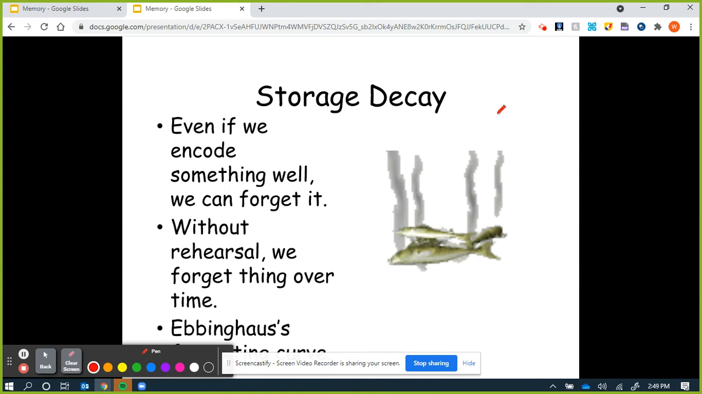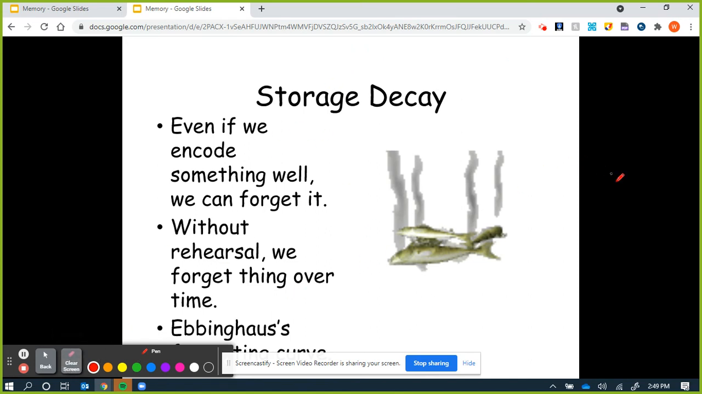Storage decay, also referred to as trace decay. Storage decay is when the information was committed to long-term memory, but we didn't rehearse it. It was in there, but we didn't practice it enough, and so those traces have started to disappear. Just like if you have a friend and then they move away, you'll probably stay friends, but as it gets further and further from that, you'll not be as good of friends.